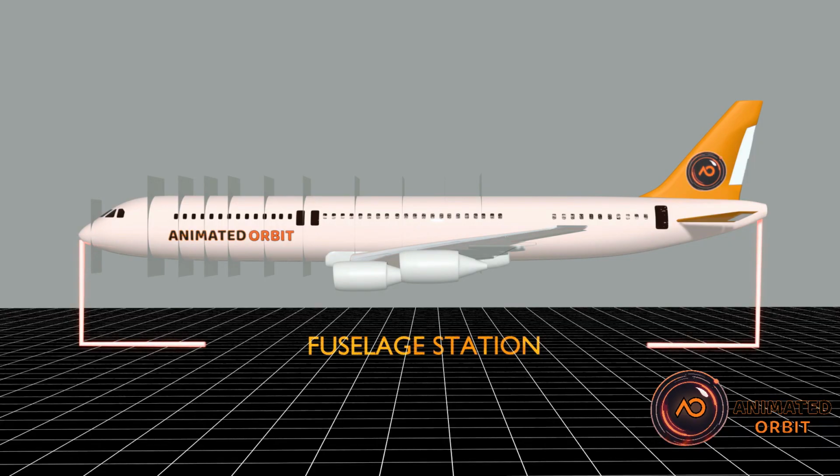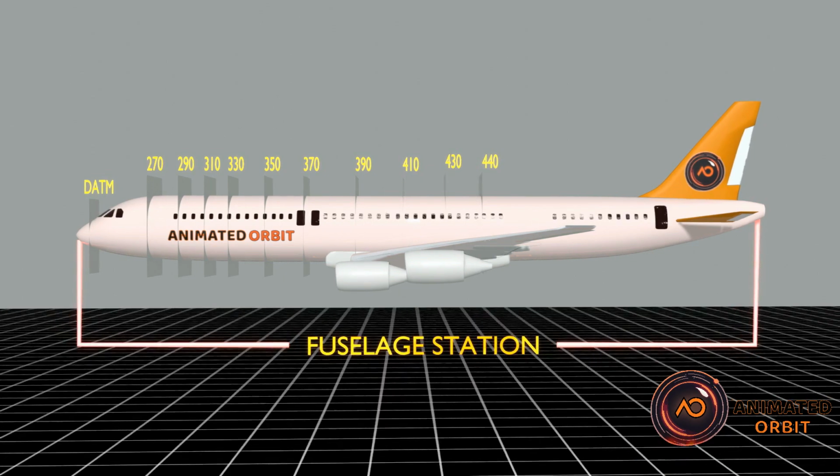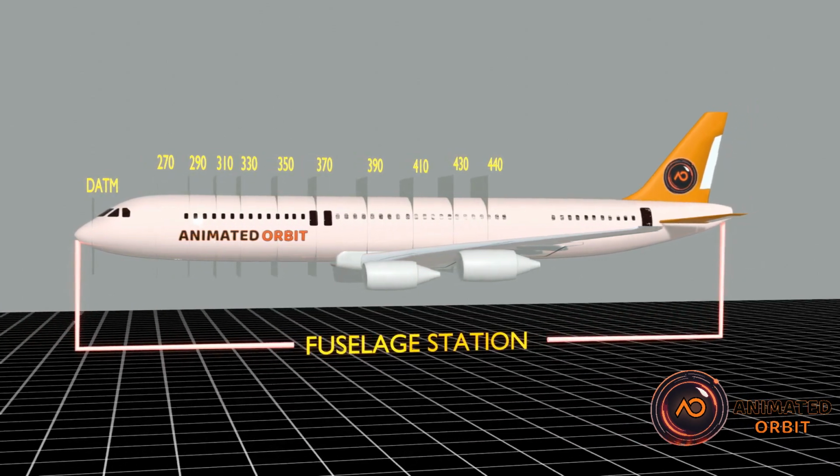Each station is marked with a number that increases as you move backward from the nose. Example: FS0 is at the nose, FS200 might be a point 200 inches behind the nose. Practical use. Design: helps position components like seats, fuel tanks, and cargo. Maintenance: simplifies identifying and communicating specific locations on the aircraft.